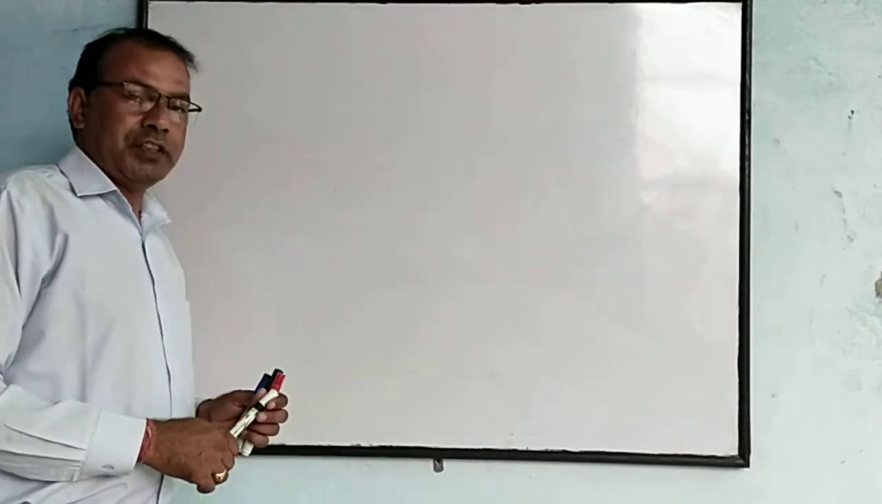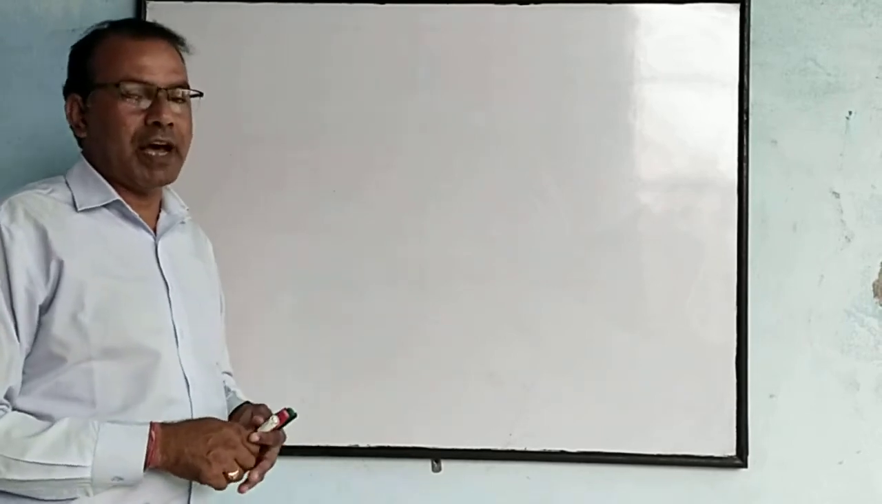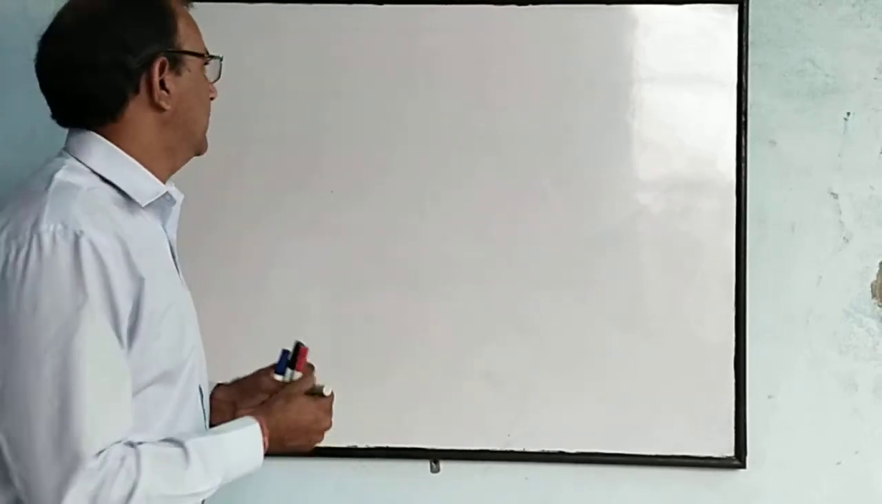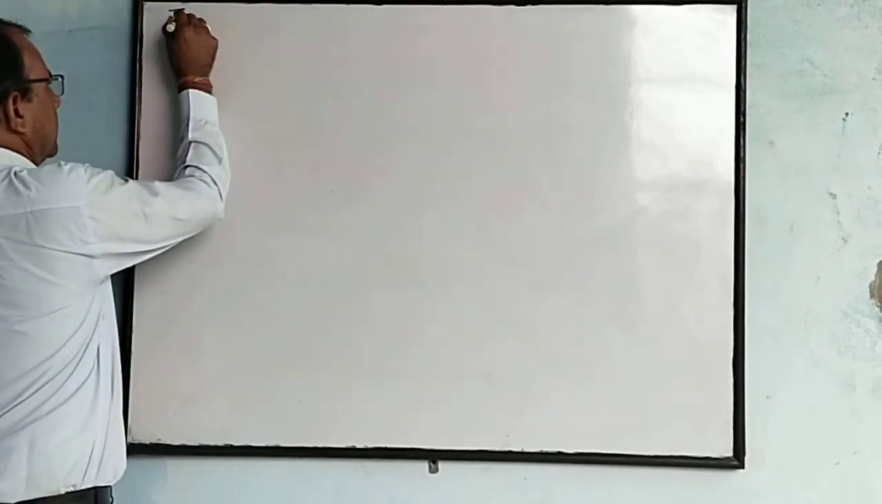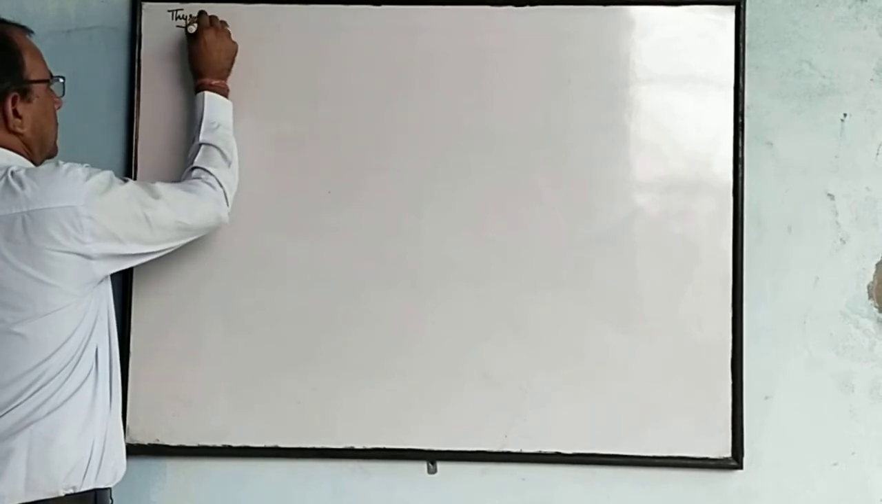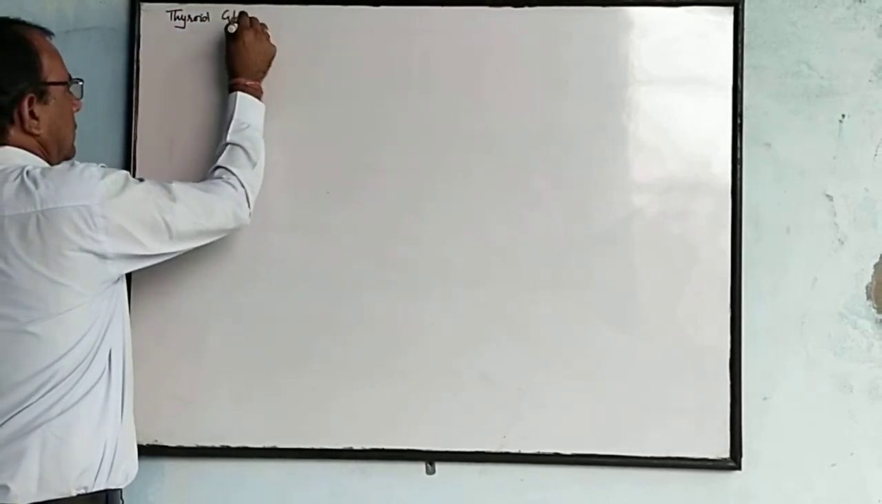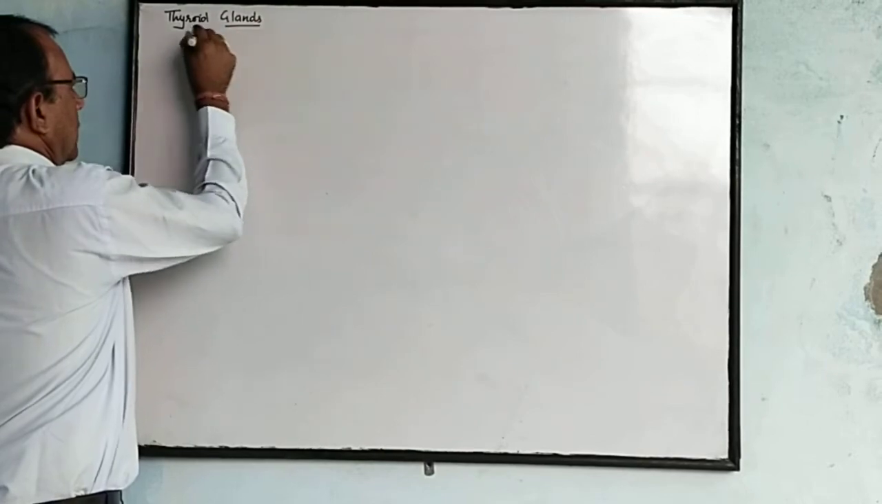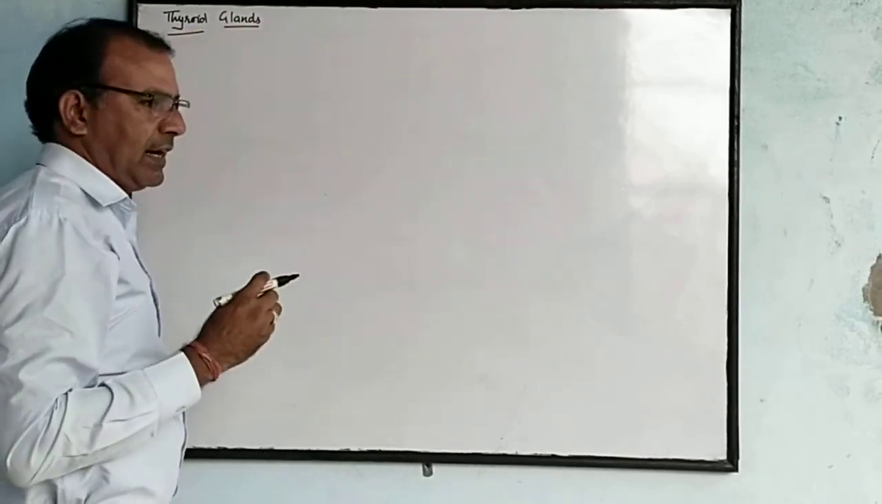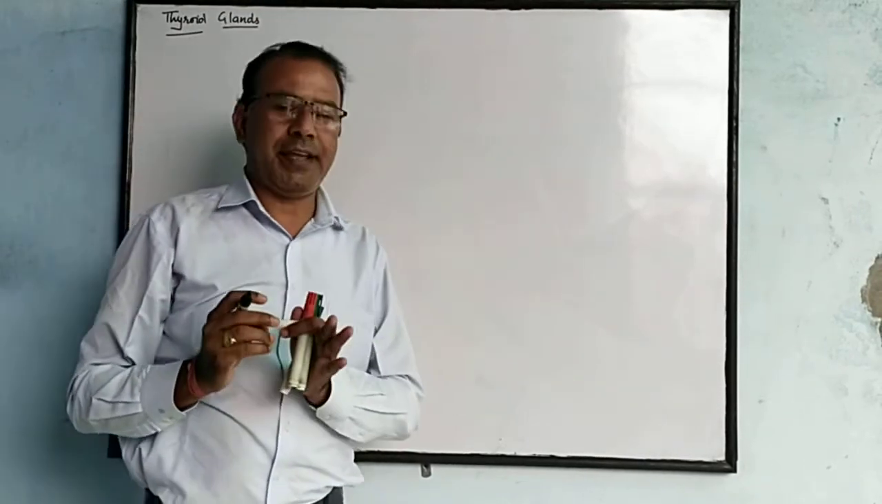Hello students, in this part we will discuss the thyroid and parathyroid glands. Thyroid gland. The thyroid gland is present at both sides of the trachea.